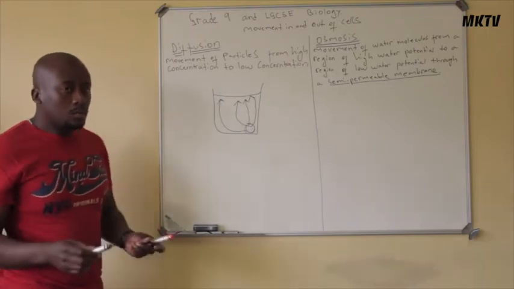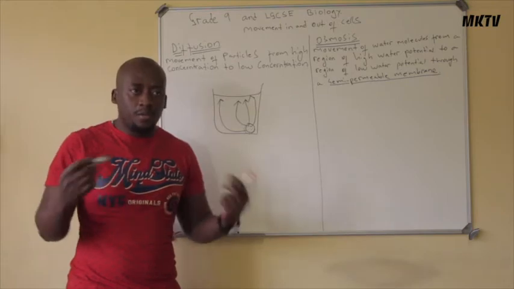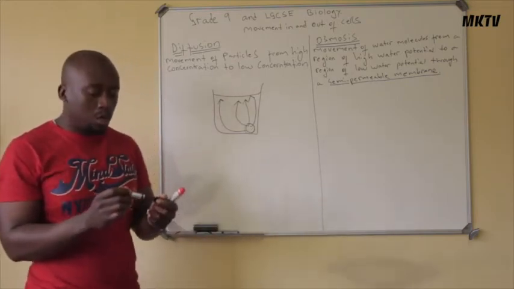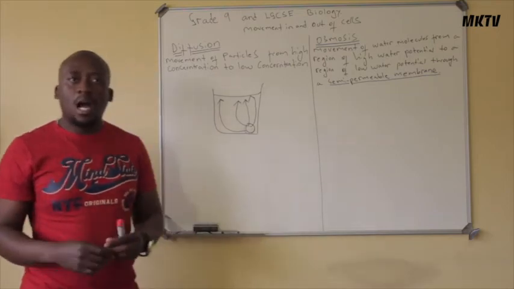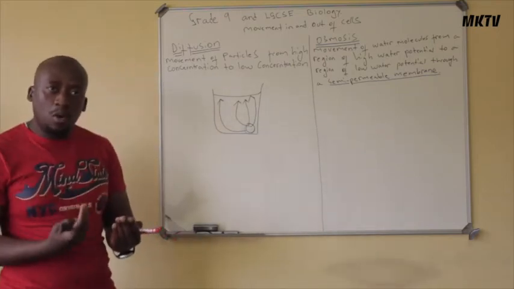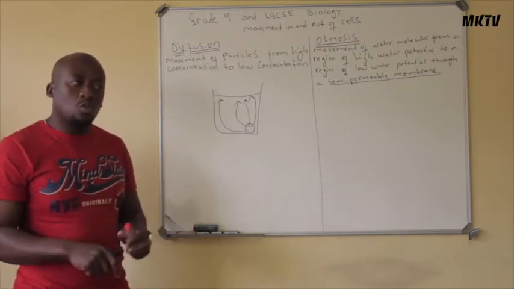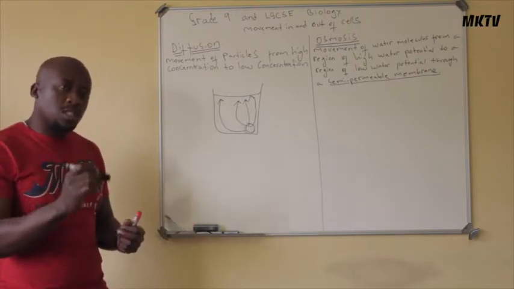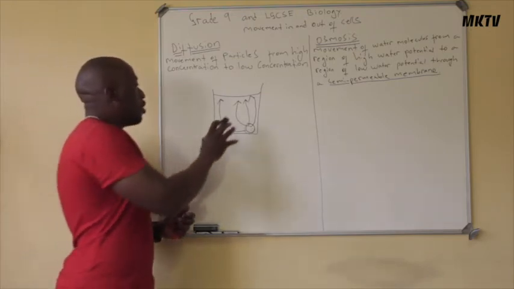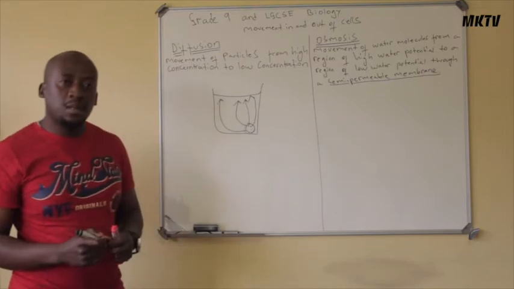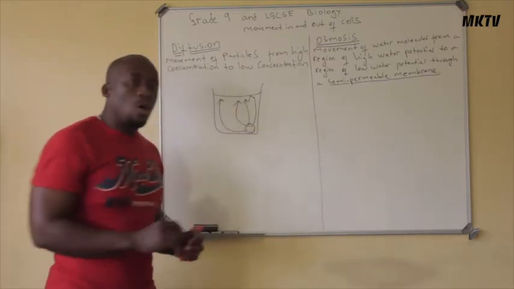Now, in our daily lives, diffusion takes place everywhere. For an example, we can talk of the process of photosynthesis, whereby plants take in carbon dioxide and give out oxygen. That process happens by diffusion. Carbon dioxide is going to diffuse inside the plant leaf and then they are going to give out oxygen.